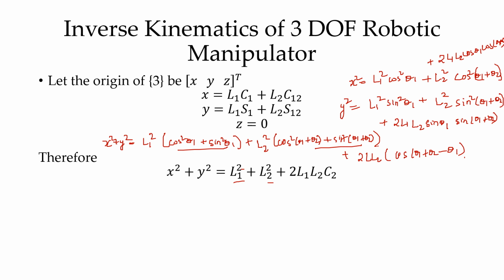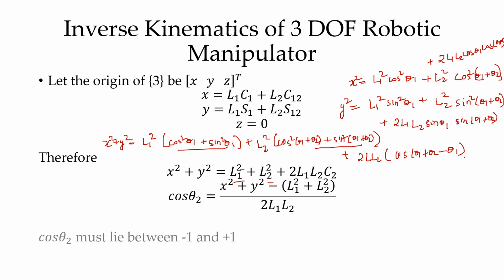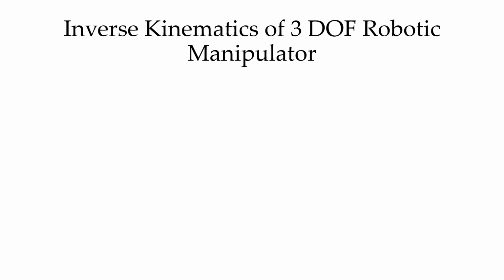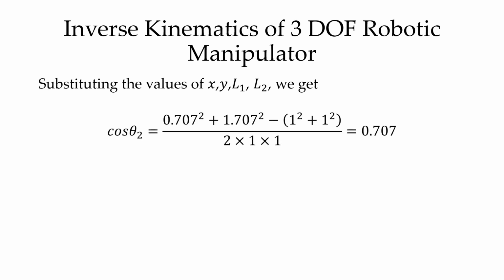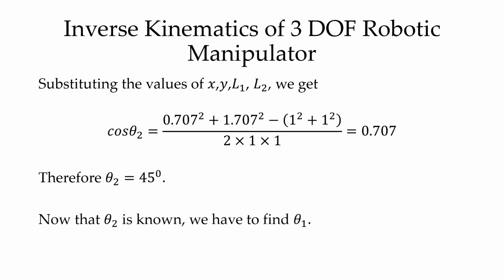Now from this equation we can get the value of cos theta 2, and cos theta 2 must lie between -1 and +1. Using that expression, we substitute the values for x, y, L1, L2, and we get a value for cos theta 2 as 0.707, and theta 2 will be equal to 45 degrees. Now that we have found theta 2, we have to find theta 1.